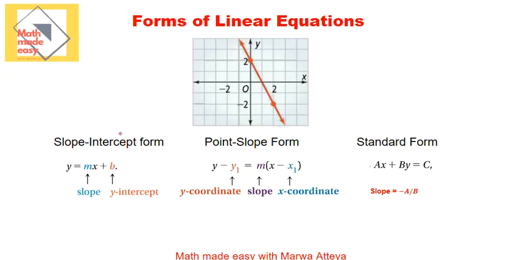Now we have the first form, which is slope-intercept form. And if we look at slope-intercept form here, you will see that y equals mx plus b, where m is the slope, and we discussed how to find the slope before in a previous video that I can link for you here, and you will find it on the end screen, and b, which is the y-intercept.